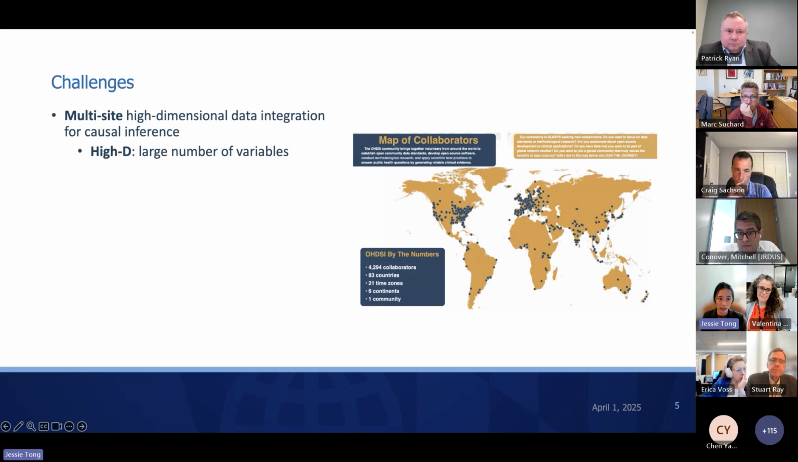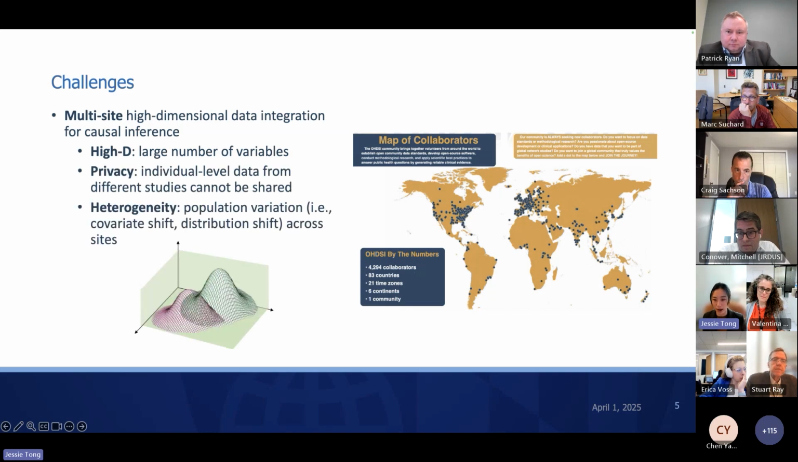The other key challenge we need to keep in mind is population heterogeneity when we do multi-site analysis. The population heterogeneity problem is also referred to as population variation, covariate shift, or distribution shift. This variation should be considered, and if we ignore it, it will affect the consistency and also the comparability of the findings when we generate the evidence.